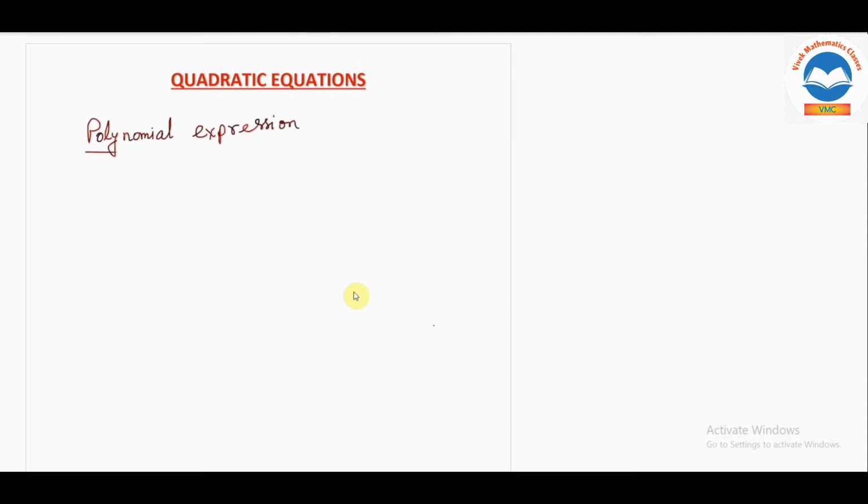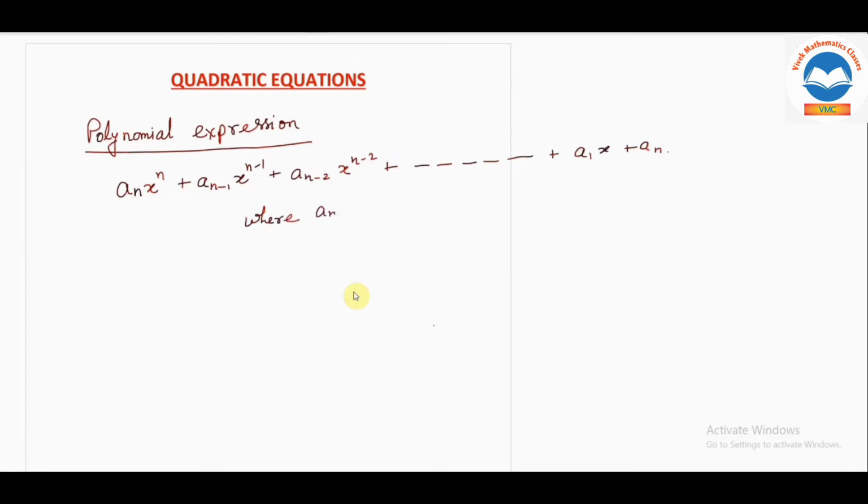What is a polynomial expression? Any expression written in the form of an x to the power n plus an minus 1 x to the power n minus 1 plus an minus 2 x to the power n minus 2 and so on, at the last a1x plus a naught, is known as a polynomial expression of degree n, where an should not be 0. Then it is known as a polynomial expression of degree n.